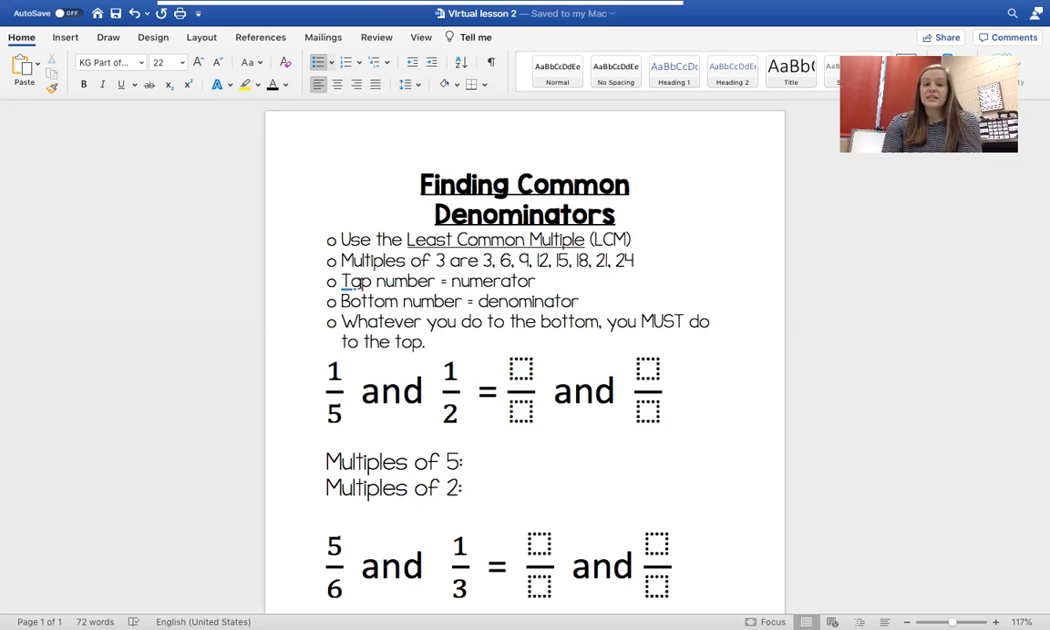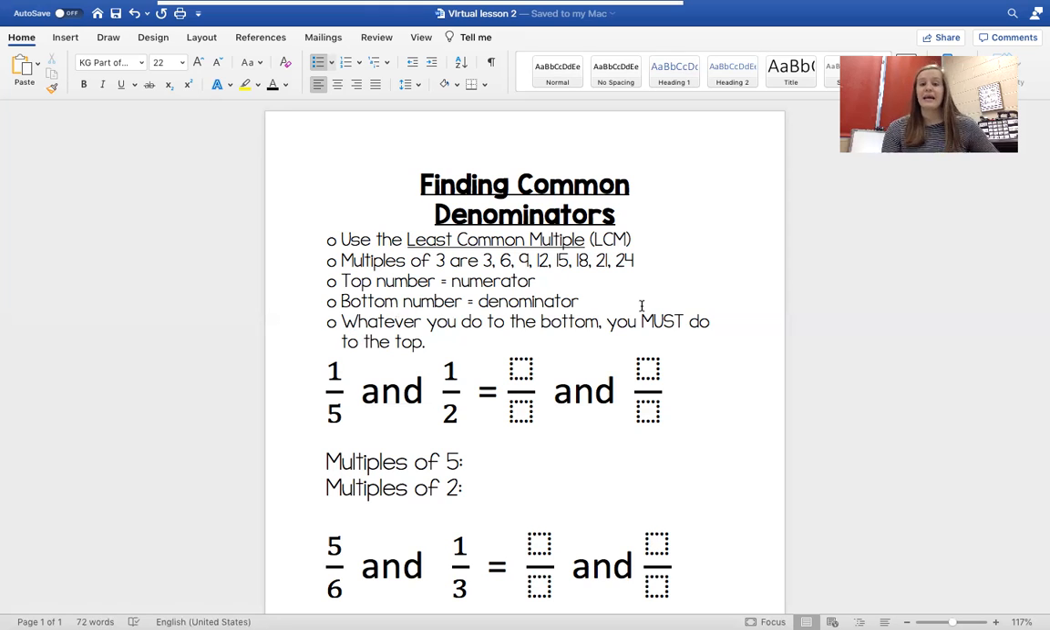Just a refresher, the top number of your fraction is called the numerator, and the bottom number of your fraction is called the denominator. When you're adding and subtracting fractions, your denominators have to be the same or alike in order to add or subtract them. That's why we are finding common, or the same, denominators, so that we can add and subtract starting on Monday.